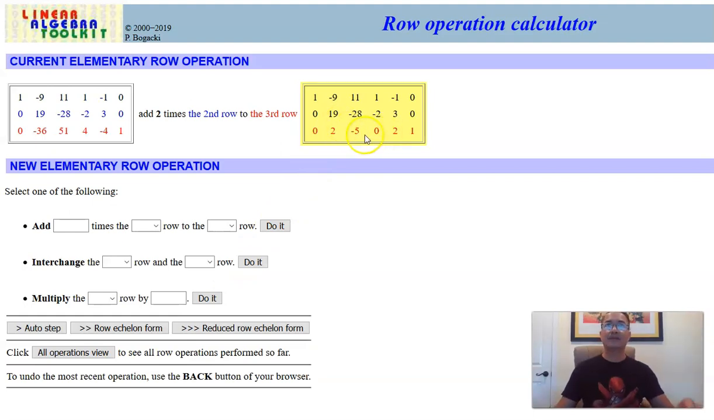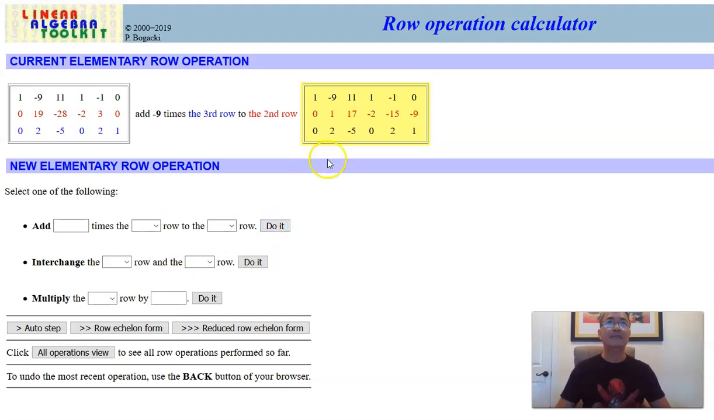Ooh, there you go. So the third row now has a 2. Oh, wait. So now it's easy to change that 19. Haha. So let's see. We need 9 times, -9 times row 3 to the second row. Right? -18 plus 19 gives us 1. There you go. No need for fractions yet.